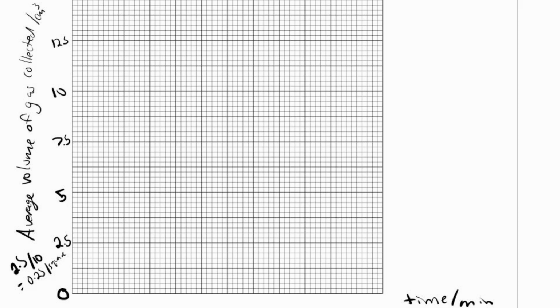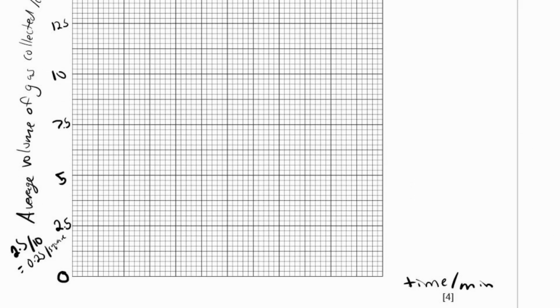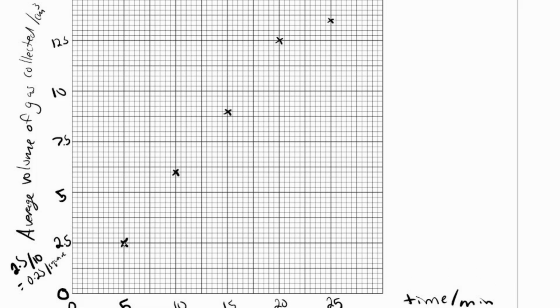So on the x-axis, that's a bit easier. We have to go from 0 to 25. That's easier because we could just go 0, 5, 10, 15, 20, 25. And if you're using up less than half the graph, you know you've done it wrong, and so you need to change the scale. So I'll just plot the points. These are the points that you're given.